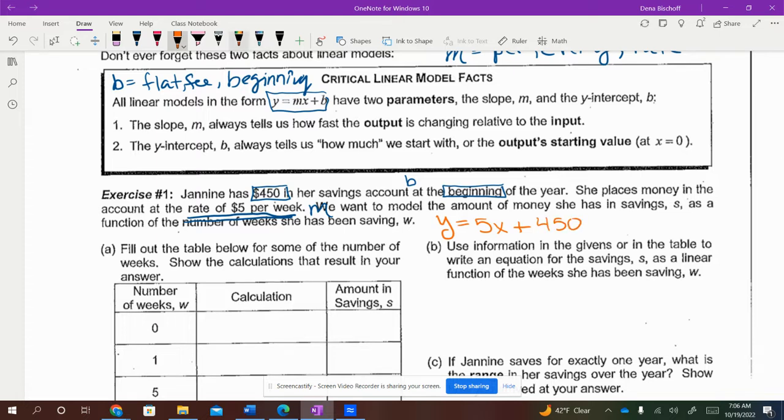So the directions actually say to write an equation to model the amount of money she has in her savings, S, that would replace the y, as a function of the number of weeks, W. So it's 5 times W, instead of x, we're going to use W, plus 450.